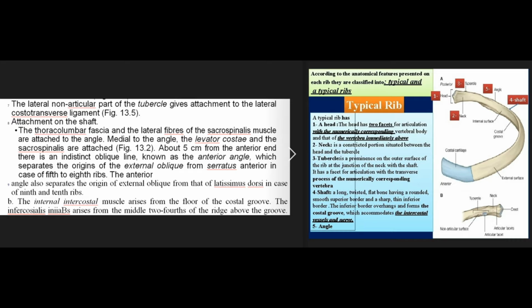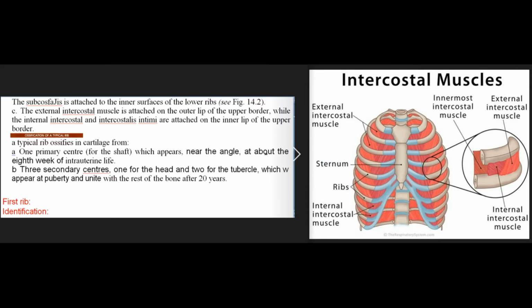B. The internal intercostal muscle arises from the floor of the costal groove. The innermost intercostal arises from the middle two-fourths of the ridge above the groove. The subcostalis is attached to the inner surfaces of the lower ribs, see Fig 14.2. C. The external intercostal muscle is attached on the outer lip of the upper border, while the internal intercostal and intercostalis intimi are attached on the inner lip of the upper border.